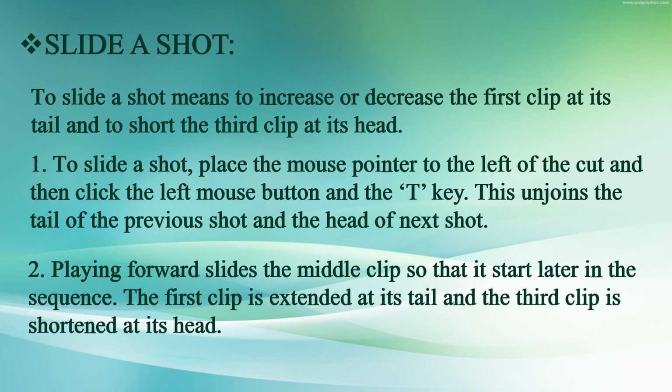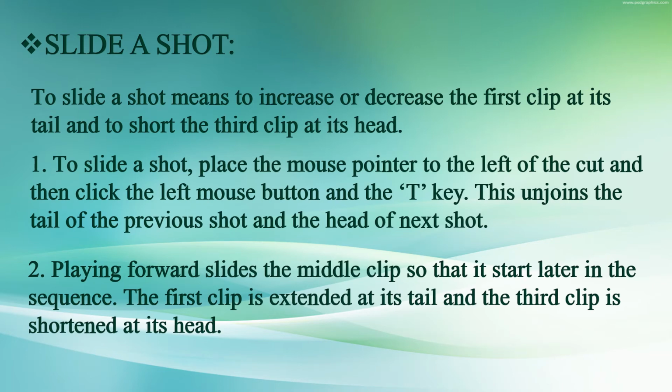Slide a shot. To slide a shot means to increase and decrease the first clip at its tail and to shorten or lengthen the third clip at its head. To slide a shot, place the mouse pointer to the left of the cut and then click the left mouse button and the T key. This unjoins the tail of the previous shot and the head of the next shot.